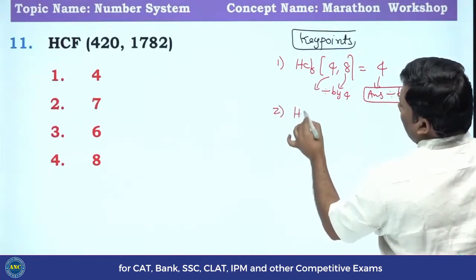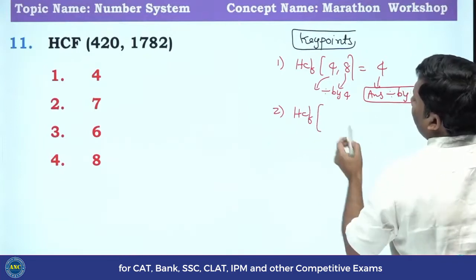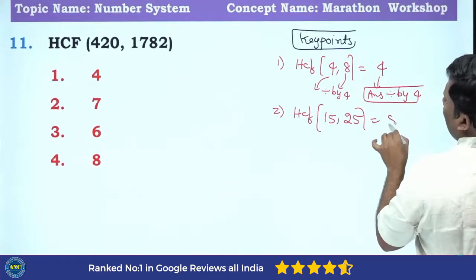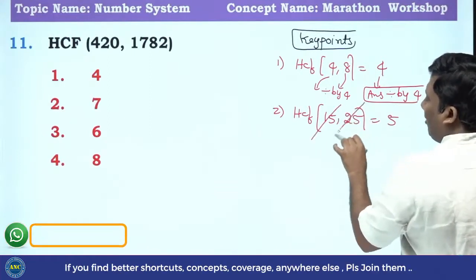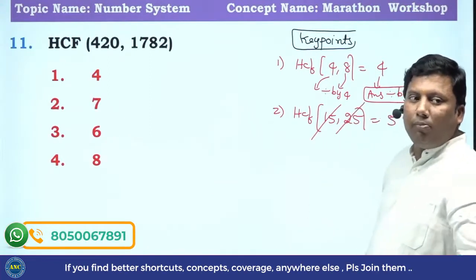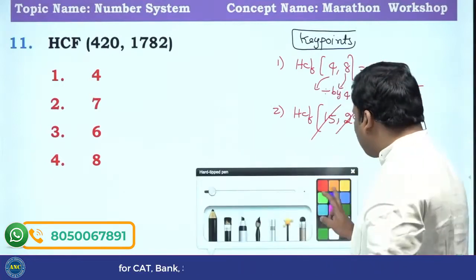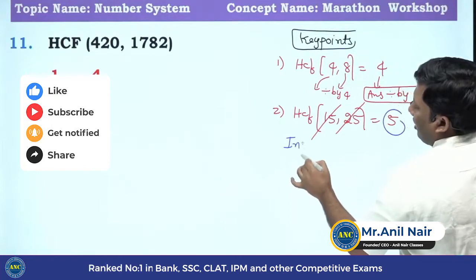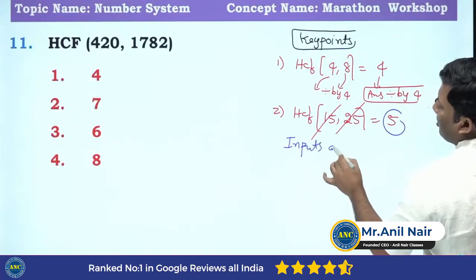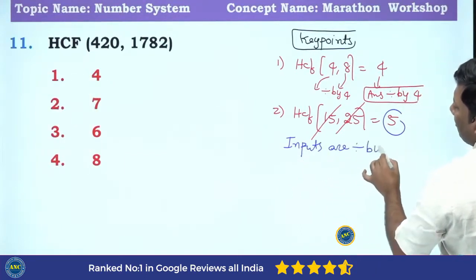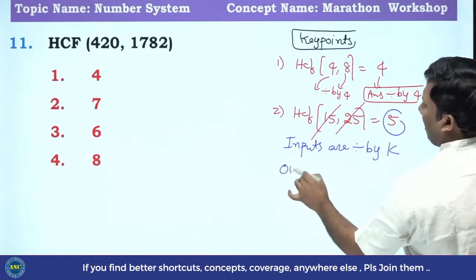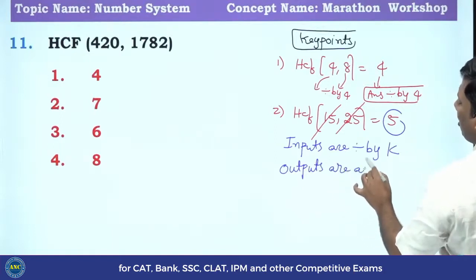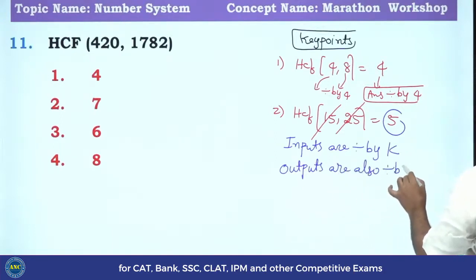For example, next one. HCF of 15 and 25. It is 5. This is divisible by 5. If both are divisible by 5, the answer should be divisible by 5. Please write down, sir: if the inputs are divisible by k, outputs are also divisible by k.